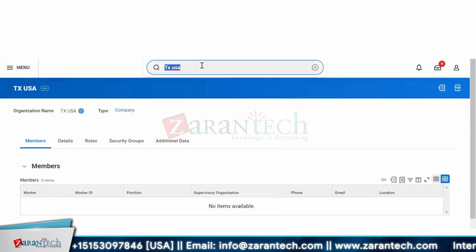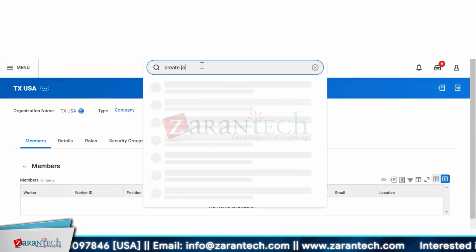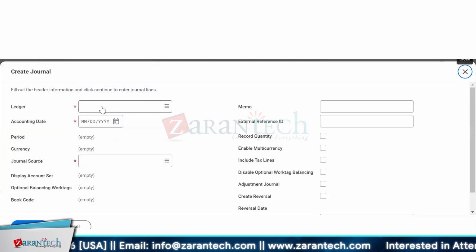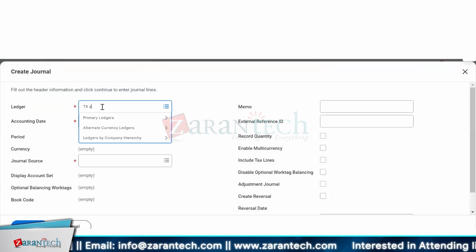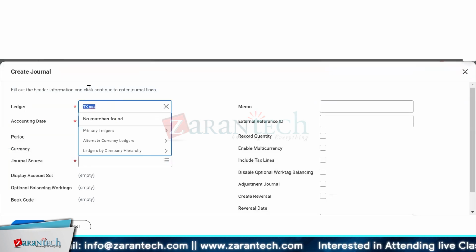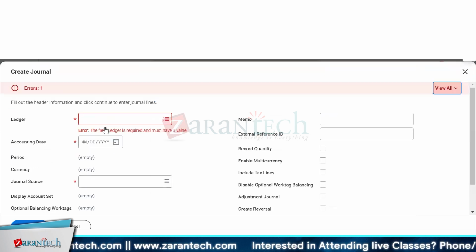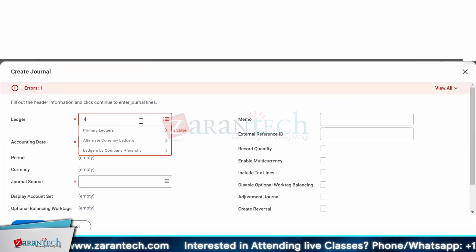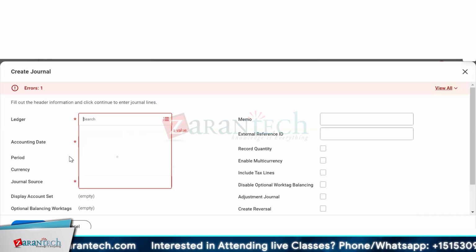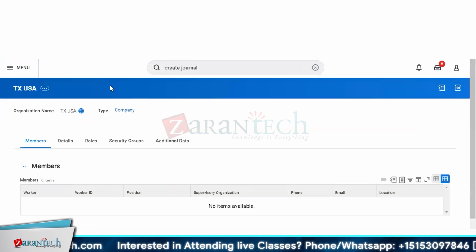The second option that you can check is create journal. Under create journal, we should have TX USA come in. If it is not coming, it means that your ledger has not been set up. Here you can see the field ledger is required, it must have a value, and my company is not coming here. So I need to define the ledger first.